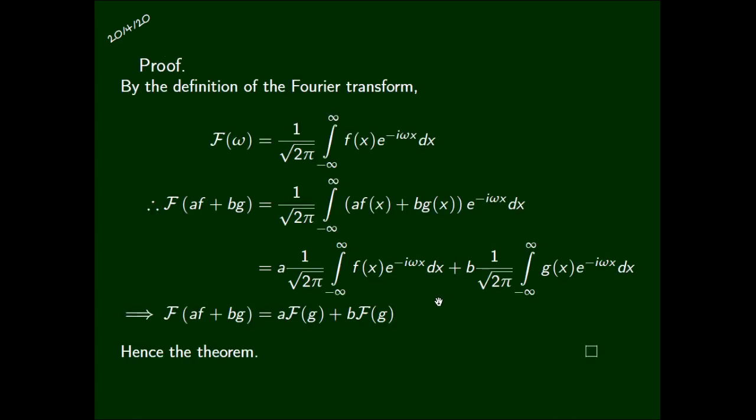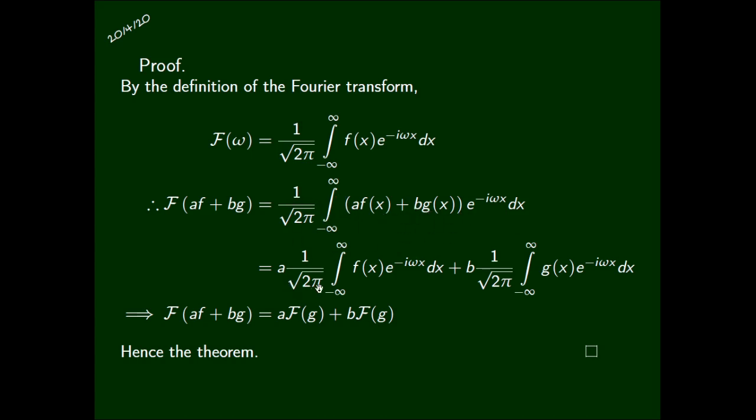This proof is straightforward. We write the definition of the Fourier transform, and instead of f I use af plus bg. So that is equal to 1 by root 2 pi integral minus infinity to infinity a into f of x plus b into g of x, e raised to minus i omega x dx. Now integral of sum is equal to sum of integrals. I use that rule here.